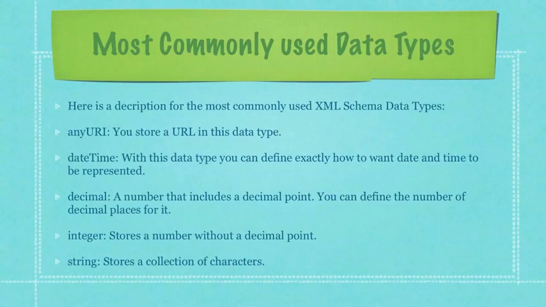Any URI. You store a URL in this type of data type. Date time. With this data type, you can define exactly how you want date and time to be represented. Decimal. A number that includes a decimal point. You can define the number of decimal places for it. Integer stores a number without a decimal point. String stores a collection of characters.